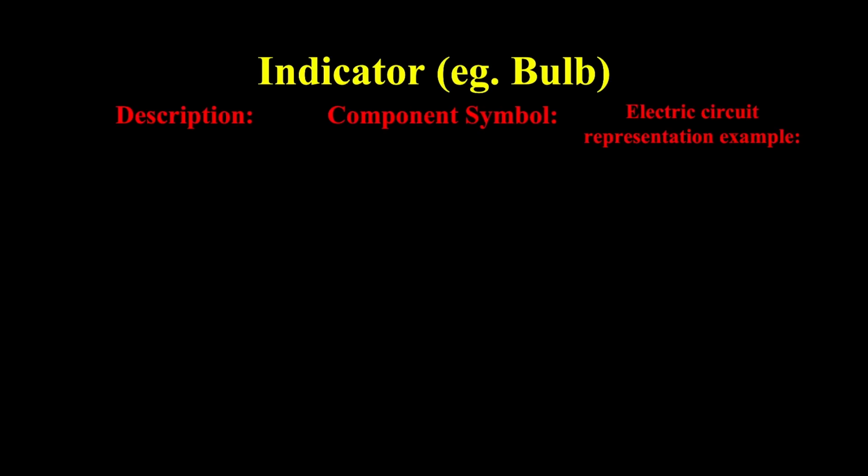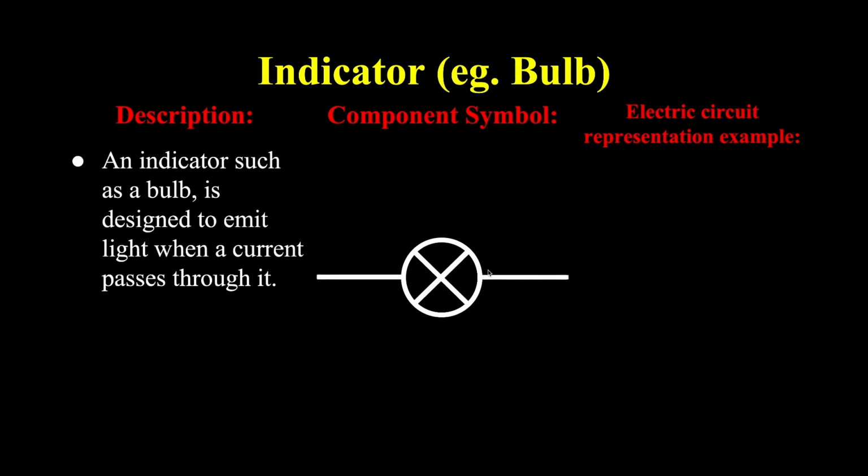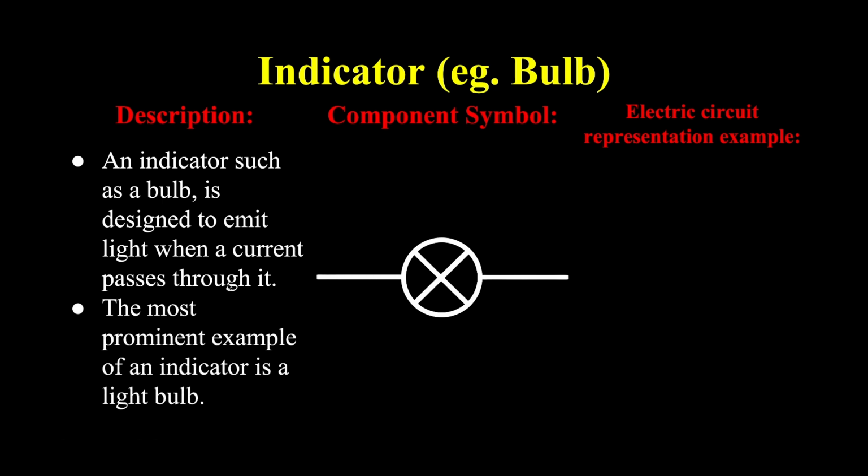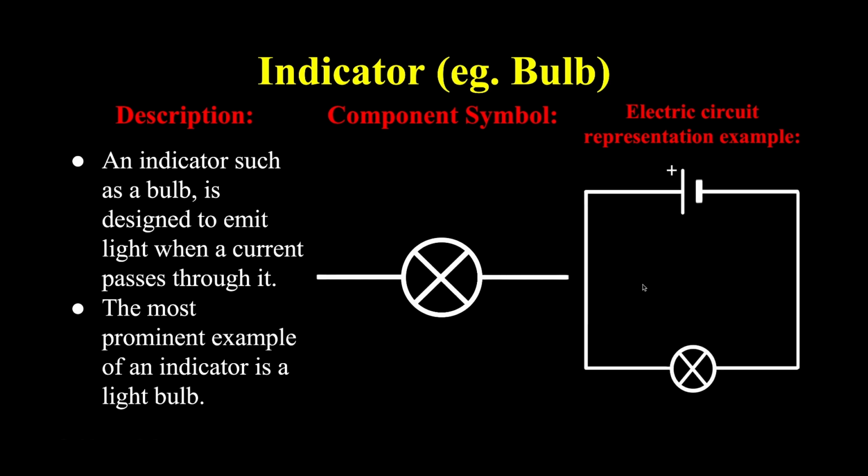Let's begin by looking at electronic component symbols and how to represent them. So starting with indicators. Here is the component symbol for an indicator. An indicator such as a bulb is designed to emit light when a current passes through it. The most prominent example of an indicator is a light bulb. And here is a representation of an indicator in an electric circuit.